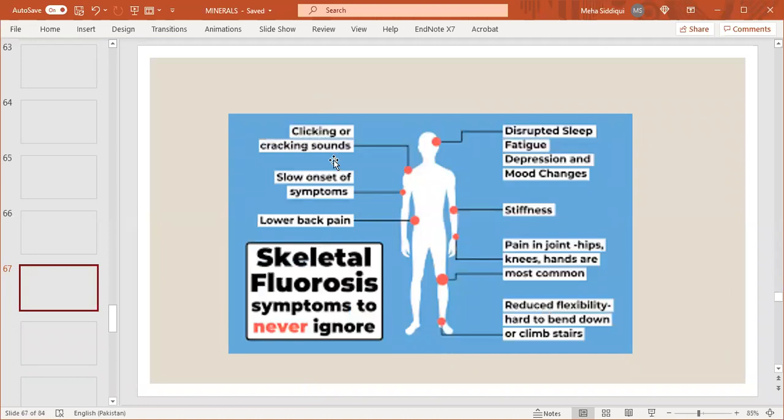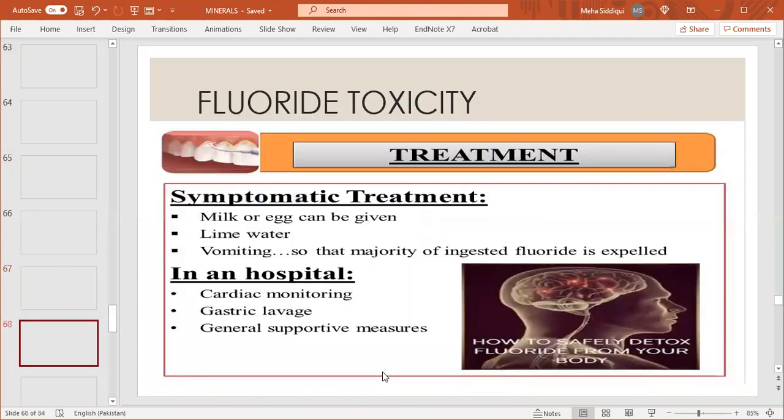The symptoms are a clicking or crackling sound, slow onset of symptoms, lower back pain, disrupted sleep, fatigue, depression, mood changes, stiffness, pain in joints, hips, knees, hands are most common, reduced flexibility, hard to bend down or climb stairs. These are all the symptoms of skeletal fluorosis that is due to fluoride toxicity.